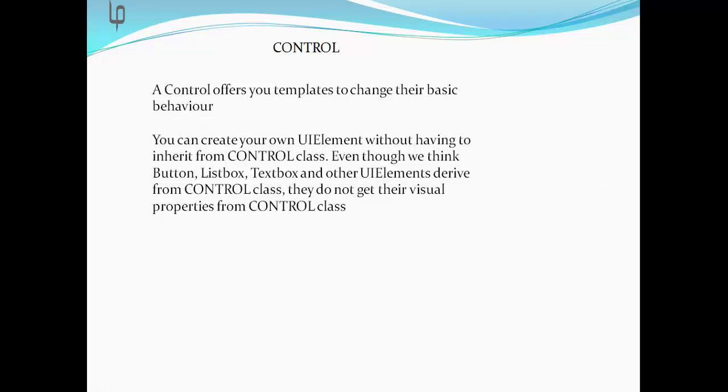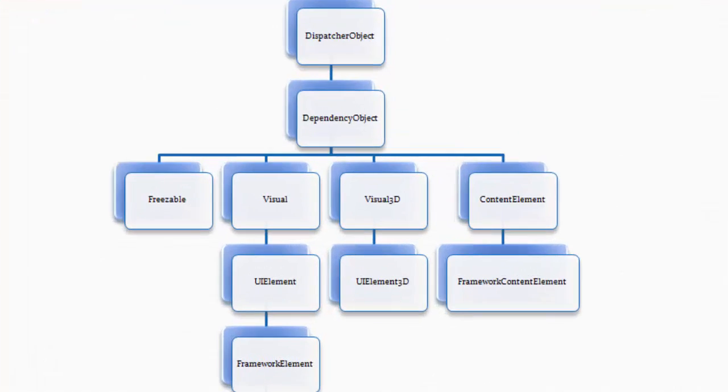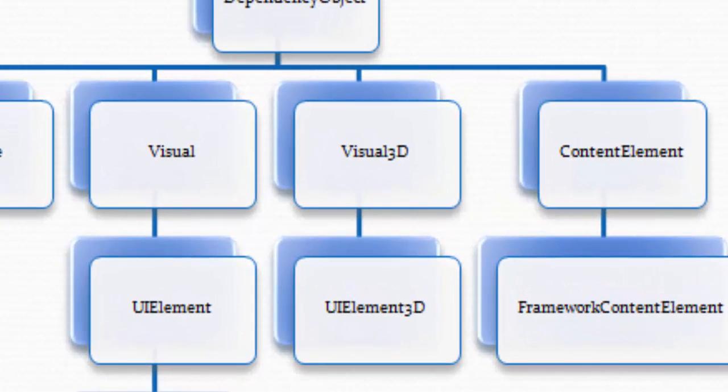But since button derives from control class, you have the flexibility to change the basic behavior of how a button looks. Say it has sharp edges, sharp corners, and you want to make them rounded, or you want to apply a color which has a gradient look on the button. You can do that on the button element because it is derived from control class. Visual 3D and UI element 3D are simple classes. They are for 3D content, whereas visual and UI element that we discussed earlier were for 2D content.